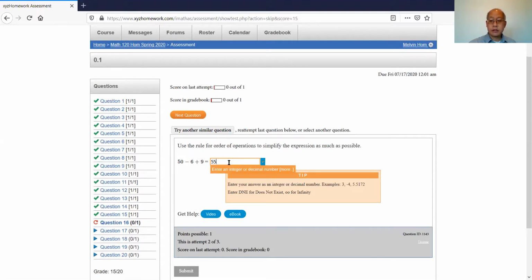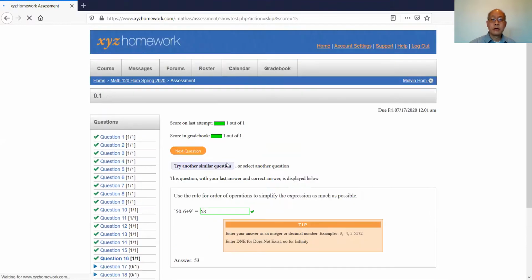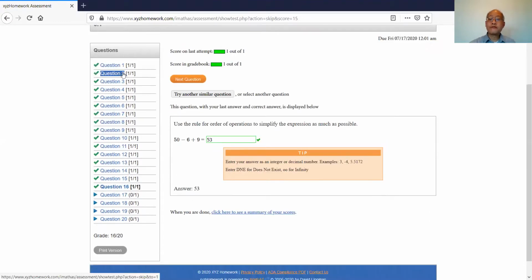I can type in 50, and it's still wrong, or just 5, and it's still wrong, but if I go ahead and type in 53, finally, it's correct. And notice in the far left column here, it doesn't record the mistakes, and I won't see that either. As long as you eventually get it correct, it'll mark it as full credit, which is a nice feature.